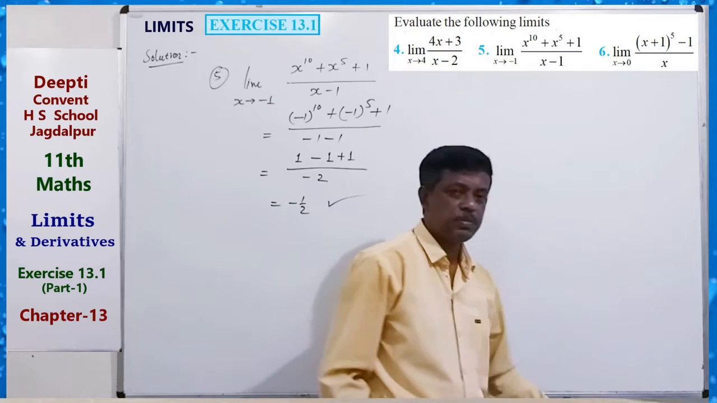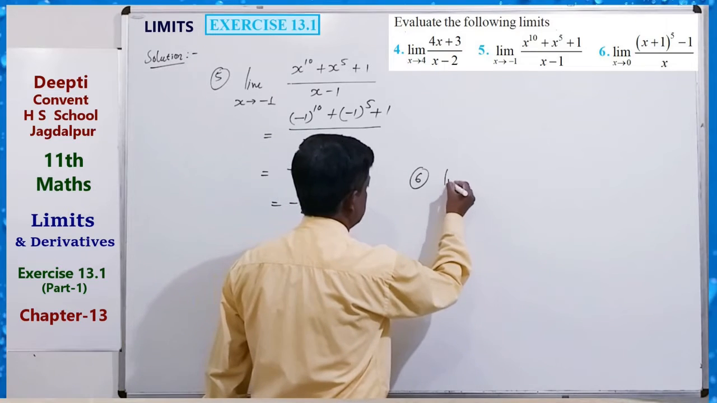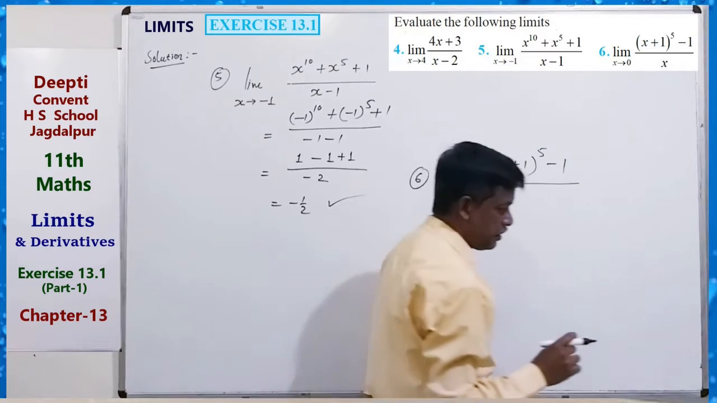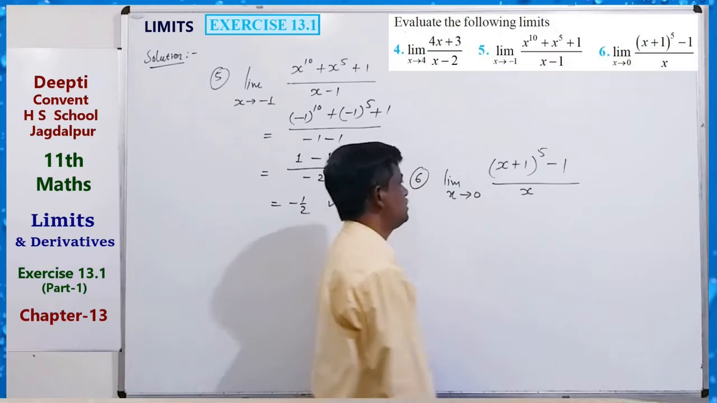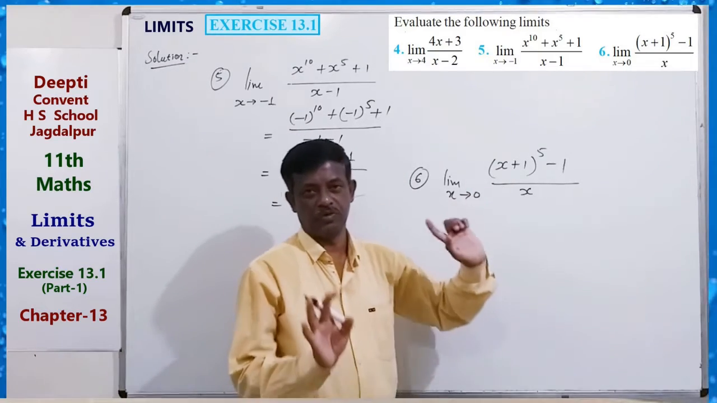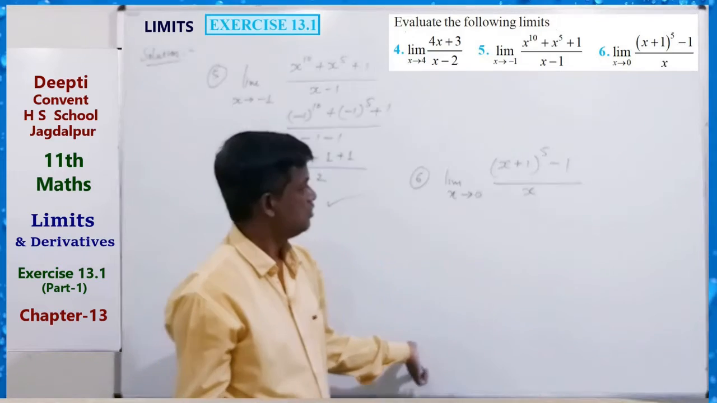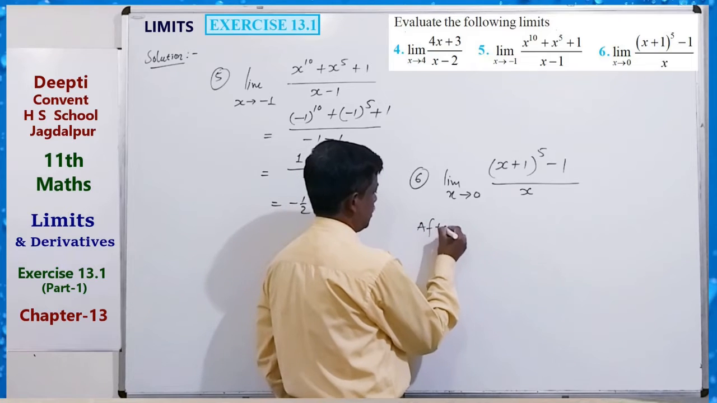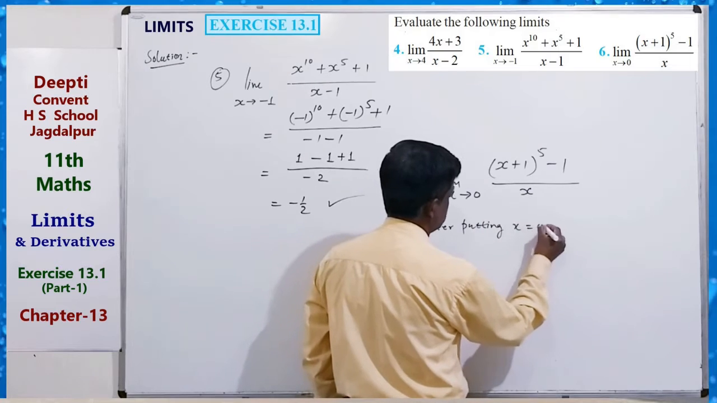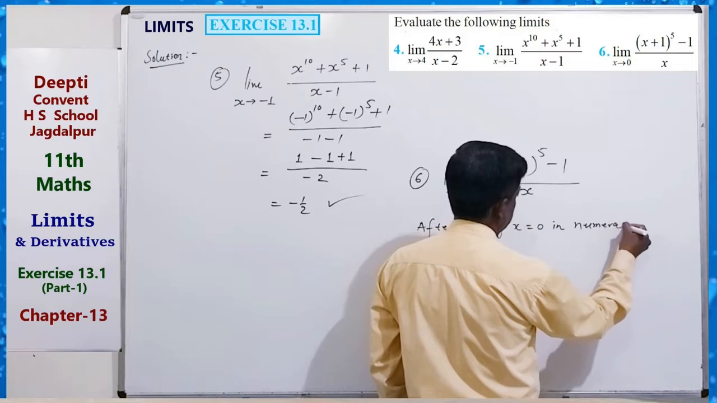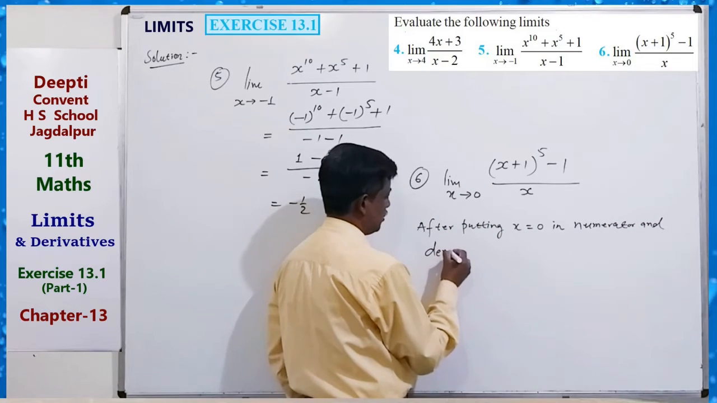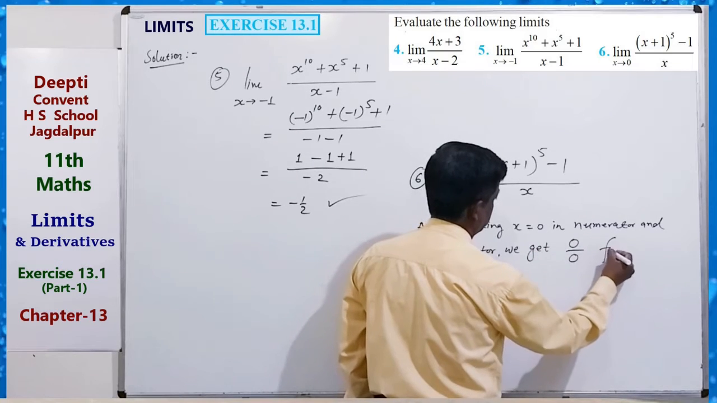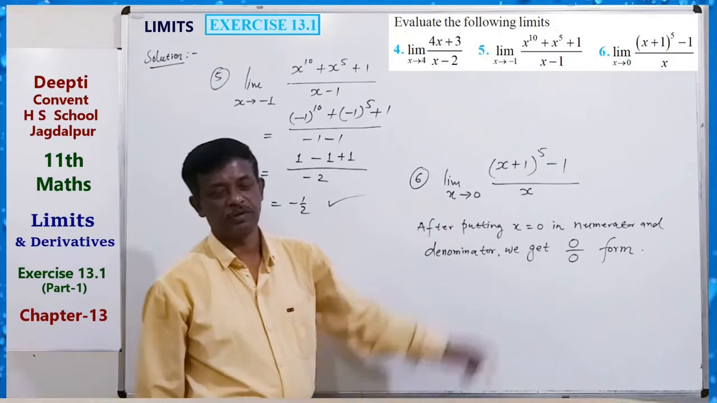Sixth question. Question 6: limit x tending to 0 of (x plus 1) to the power 5 minus 1, upon x. When x equals 0, we put it in the numerator and the denominator. 1 to the power 5 is 1, 1 minus 1 is 0, so 0 by 0. After putting x equal to 0 in the numerator and denominator, we get the 0 by 0 form.